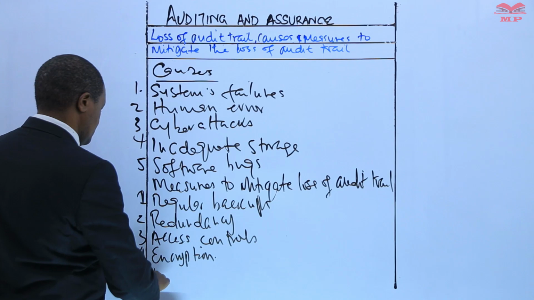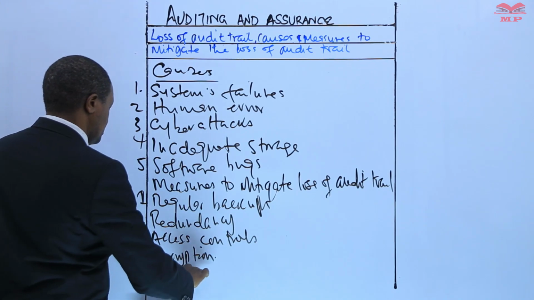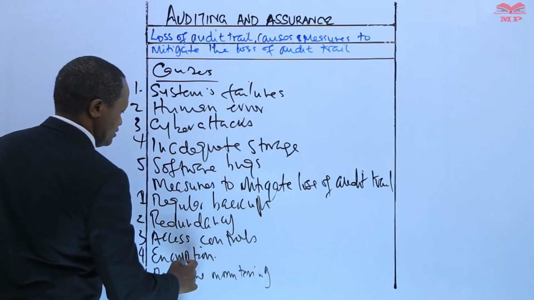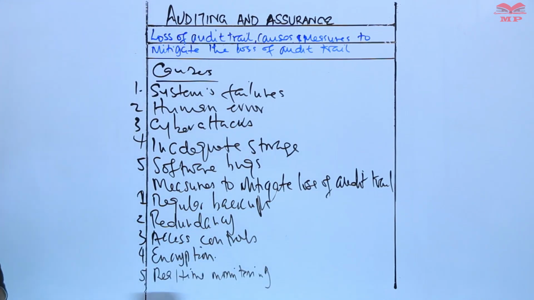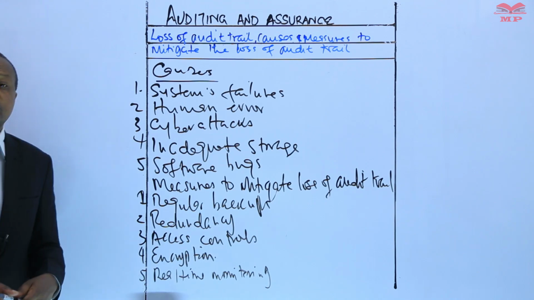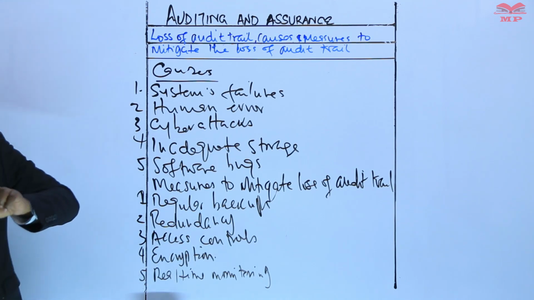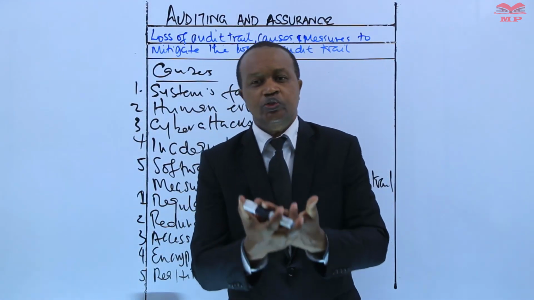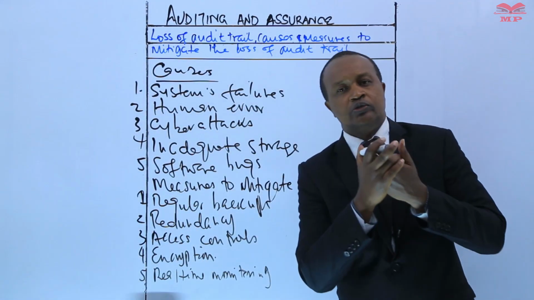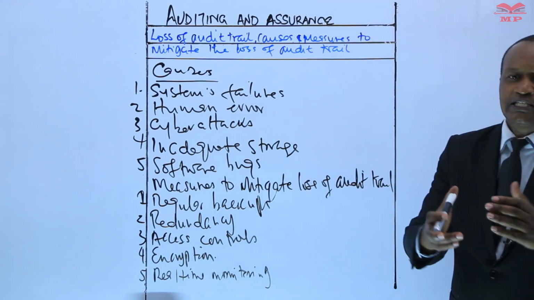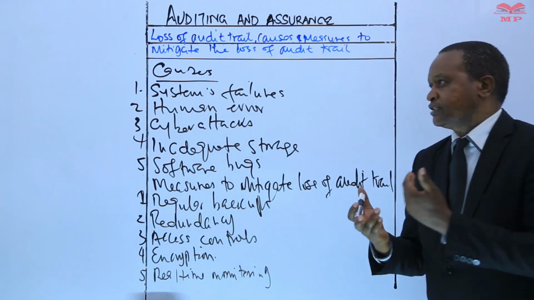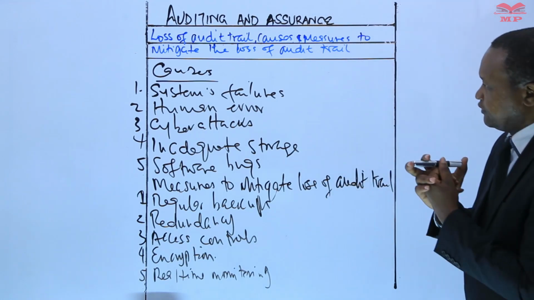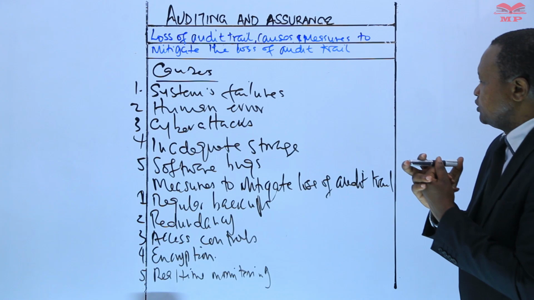Number 5, real-time monitoring. Real-time monitoring is also a way to mitigate loss of audit trails. Implement real-time monitoring of audit logs to detect unusual activity or anomalies that may indicate a security breach or unauthorized access. So these are 5 measures to mitigate loss of audit trail.